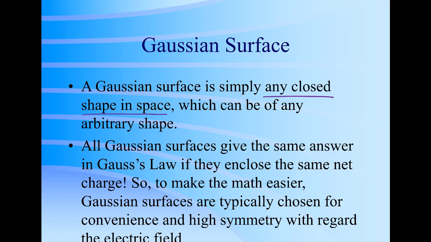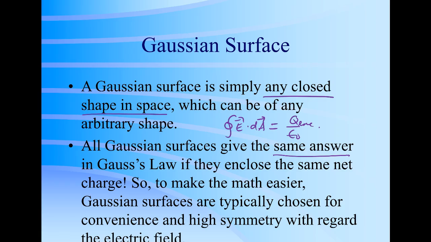They all give the same answer in Gauss's law because the integral of E dot dA doesn't matter on the surface for that surface integral, okay? Because that's always equal to Q over epsilon naught, Q enclosed. However, the whole point of using Gauss's law in the first place is to make the math a lot easier.